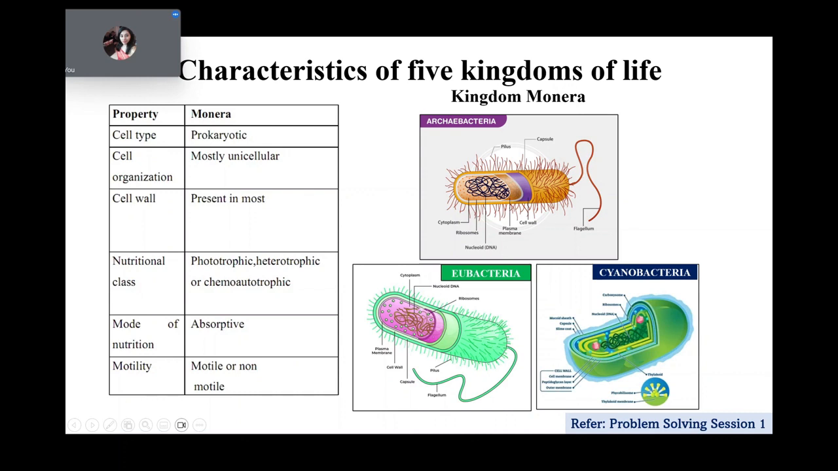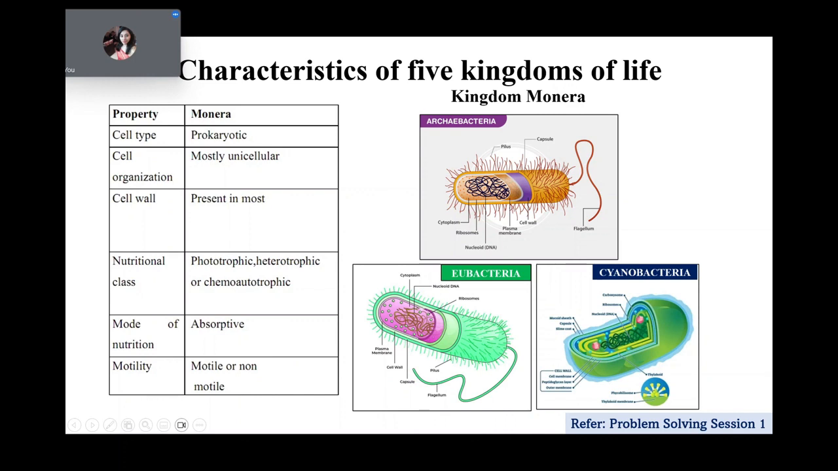The nuclear material is rather compacted into a mass called nucleoid. Other than that, they have plasma membrane, cell wall, and they also have a capsule, so a covering around the cells, which is called the capsule, and the small hair-like structure called pilus, and one longer tail-like structure called flagellum, which is used for locomotion. Other than that, the next classification is archaebacteria.